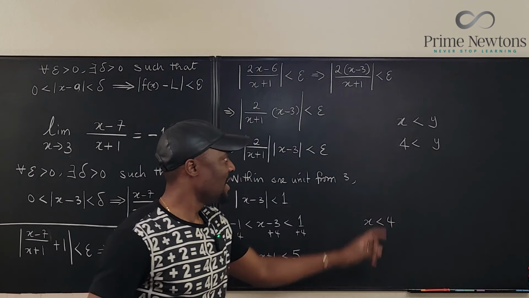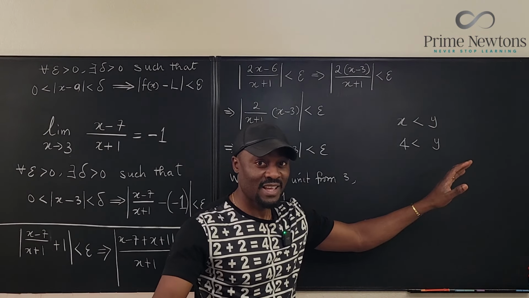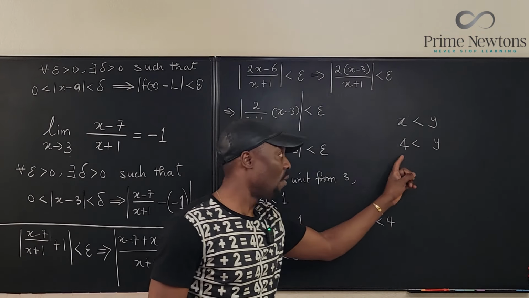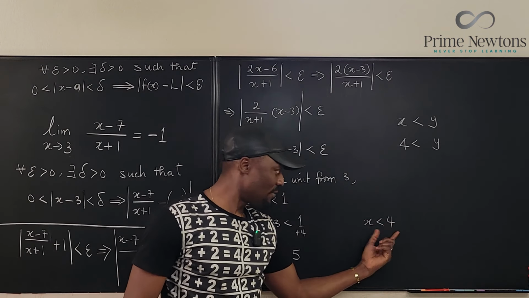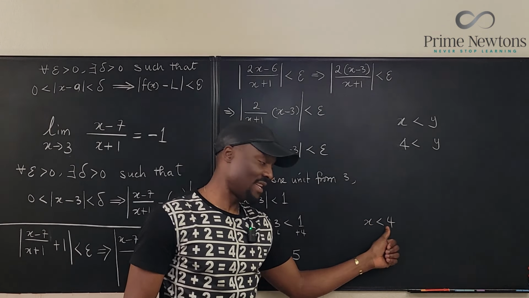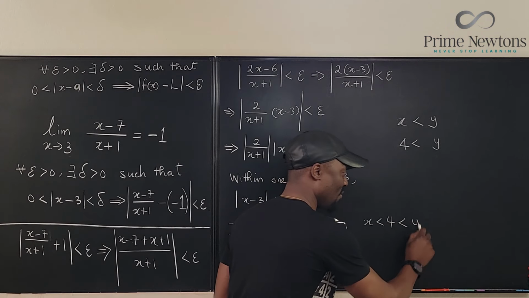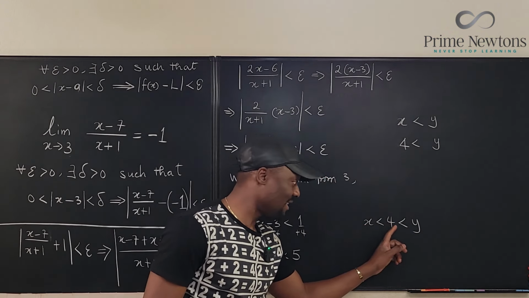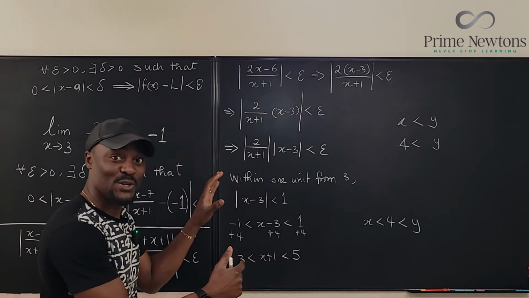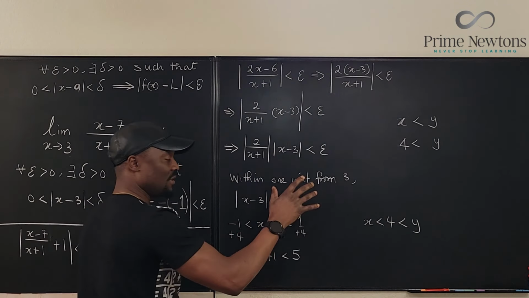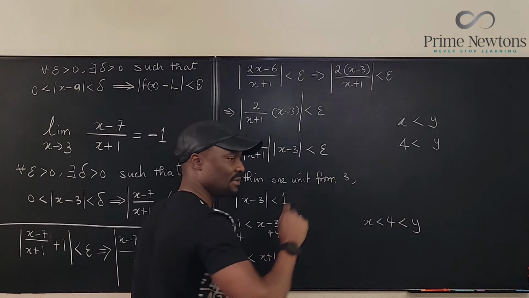If I tell you that x is less than y, I'm just claiming it, and then I come here and tell you 4 is less than y, okay? And then you have seen before that x is less than 4. If x is less than 4 and 4 is less than y, then clearly x is less than y. That's the exact thing we're going to do here. I'm telling you that this is less than epsilon.